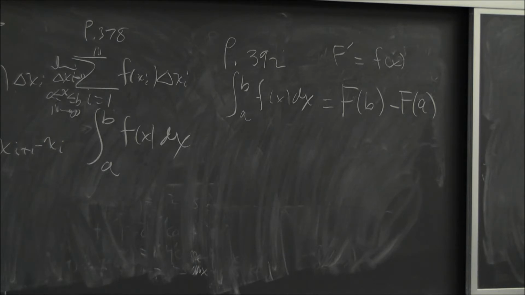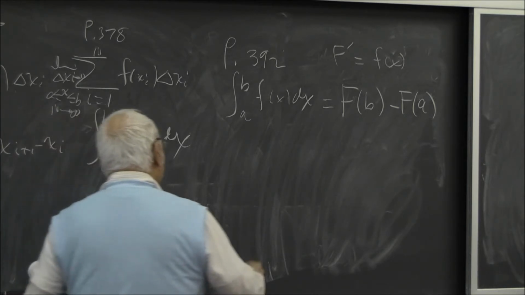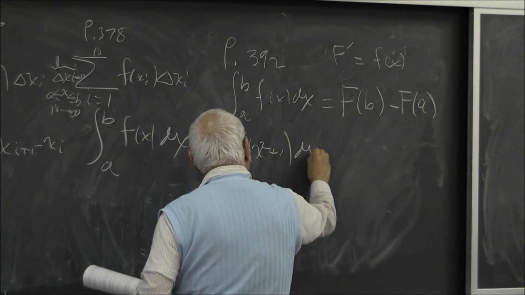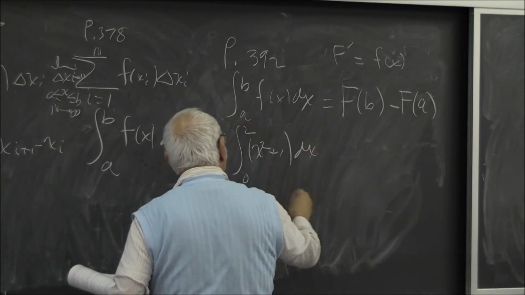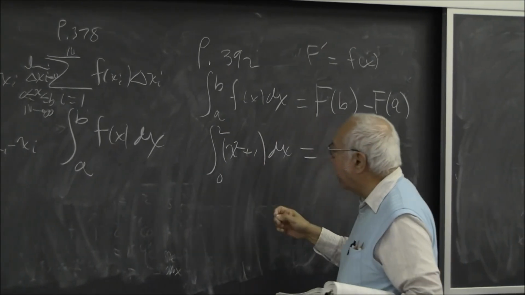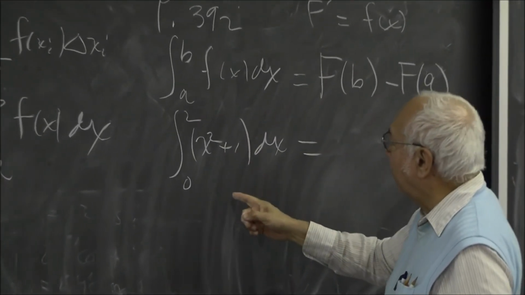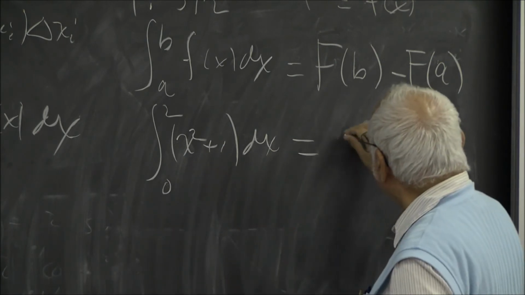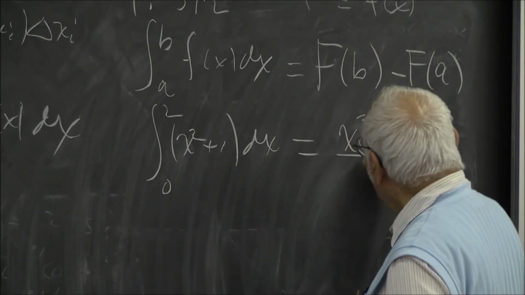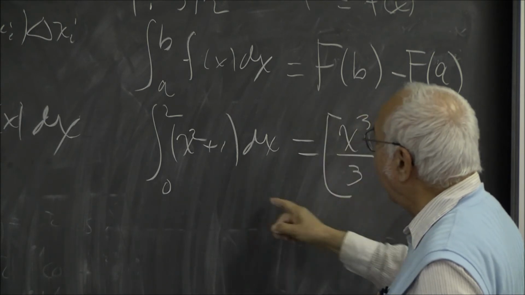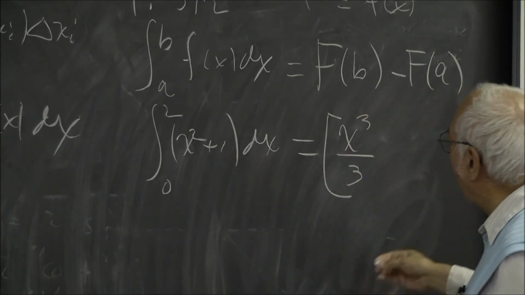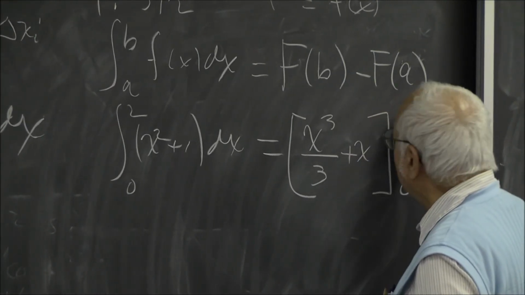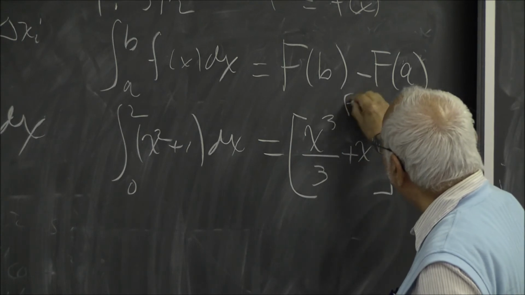And so we're going to take this. Okay, we're going to take the integral of x squared plus 1 dx from 0 to 2. And of course, you know by now the antiderivative or indefinite integral. The integral of x squared is going to be x to the 2 plus 1 over 2 plus 1. That's x cubed over 3. And the integral, the derivative of what gives you 1, that's going to be plus x. And this is evaluated from 0 to 2.